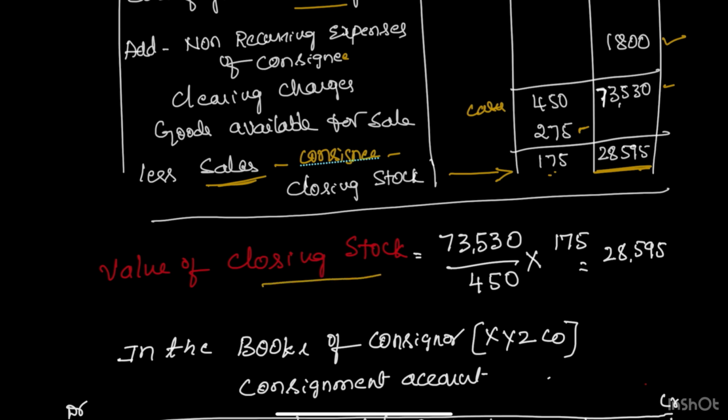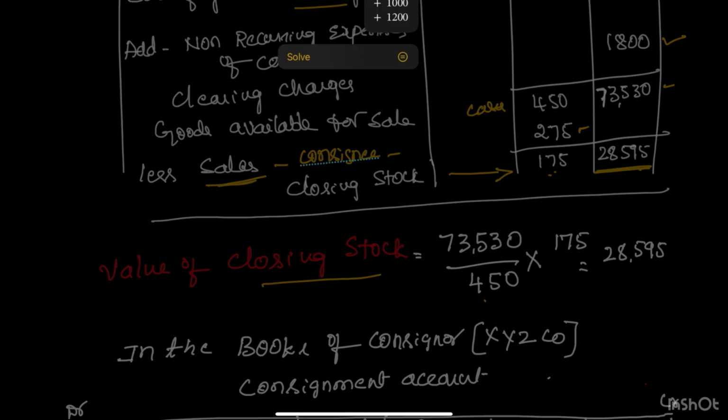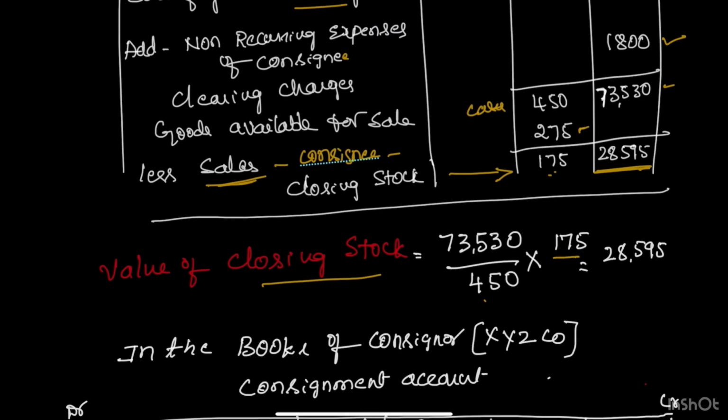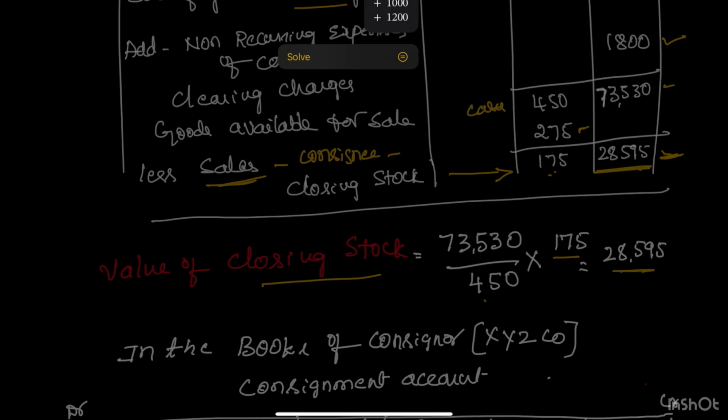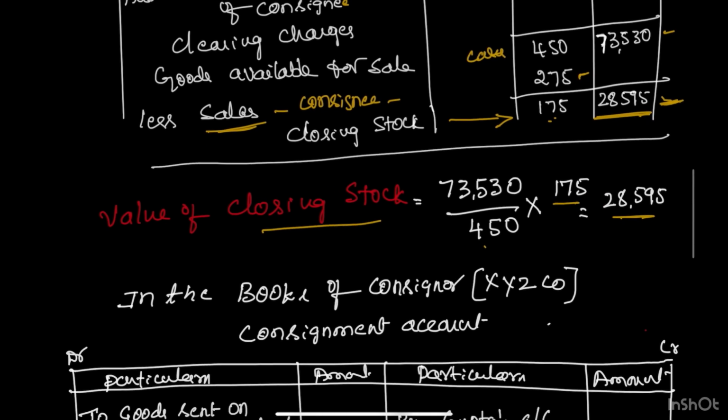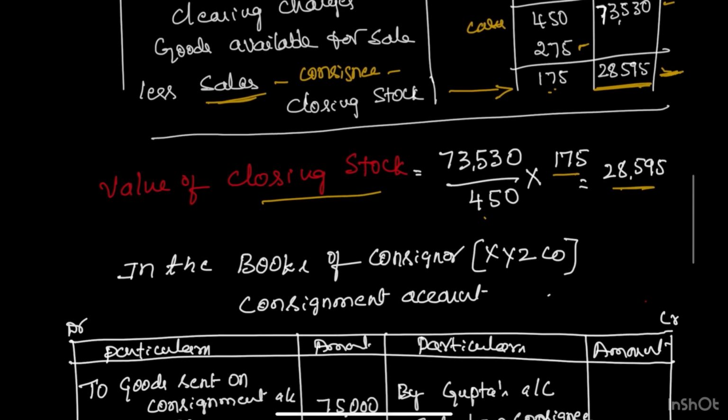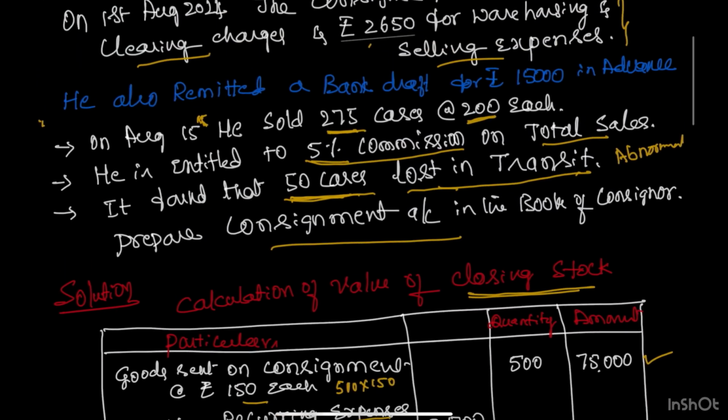Okay, so the total value of 450 cases is 73,530. What will be the value of 175 cases? So that will get 28,595. This is the closing stock which is there at the consignee, which is to be considered while preparing the consignment account. Okay, I think it is clear.